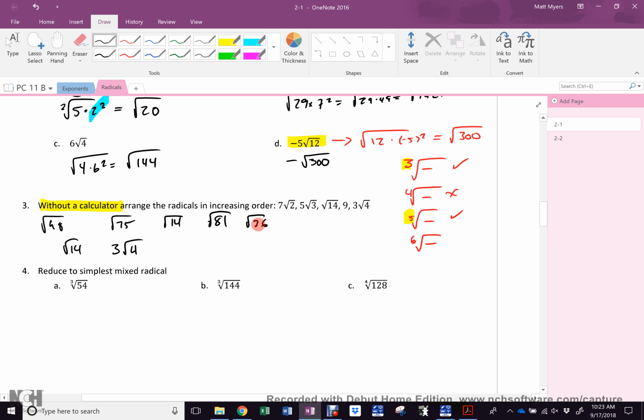Now what's next? Root 36, which is 3 root 4. What's next? 5 root 3, which is root 75. Then what? 9. Then what? 7 root 2. Now it's in order. Everybody good? Is there another way you could have done it without a calculator?